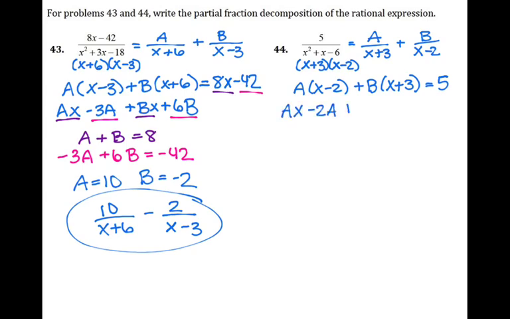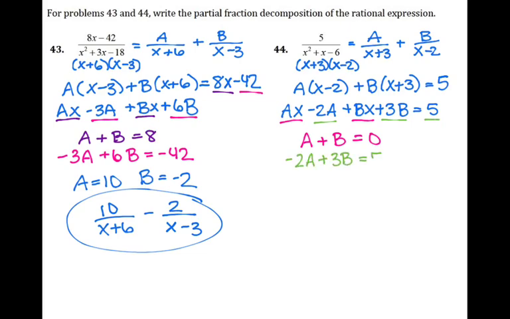Ax minus 2a plus bx plus 3b equals 5. So let's look at like terms, my x's. So a plus b should equal 0, because I don't actually have any x's. And negative 2a plus 3b should equal 5. Use my calculator to solve for a and b, and I get a equals -1, b equals 1. So we can set up the fractions. So I have -1 over x plus 3 plus 1 over x minus 2.